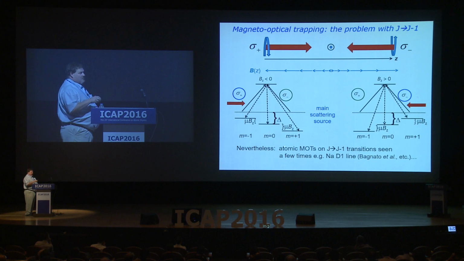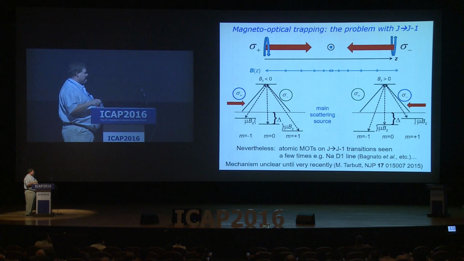Nevertheless, it had been done with atoms using D1 lines. For example, Vanderlei Bagnato's group had demonstrated making a MOT on the sodium D1 line, which worked not very differently from ordinary MOTs on D2 lines. Despite the fact that there were several published results, the mechanism was really quite unclear as to how this worked, until just a year ago, Mike Tarbutt published a beautiful paper explaining how forces are generated in these systems. But we decided, it works, let's try it.